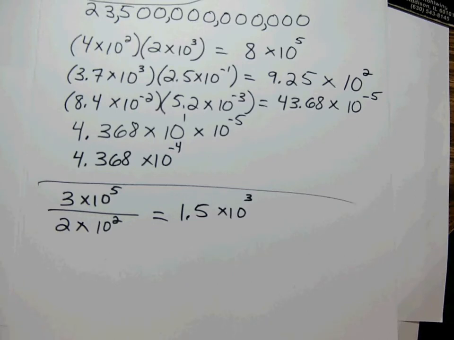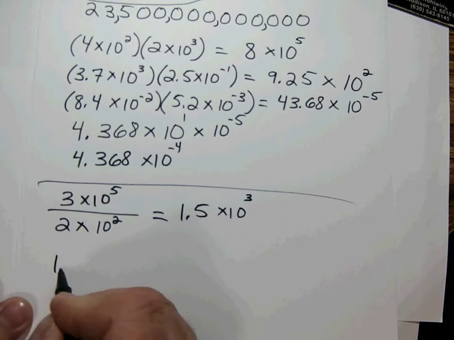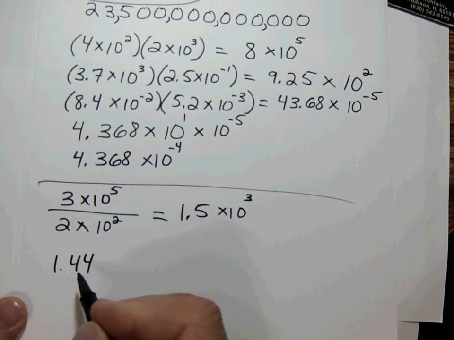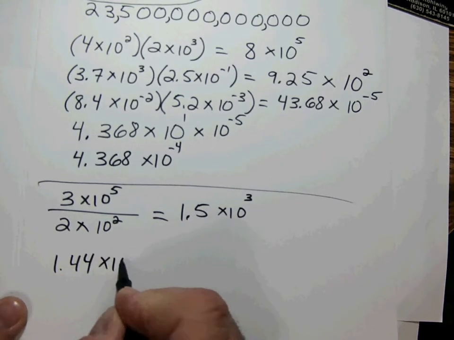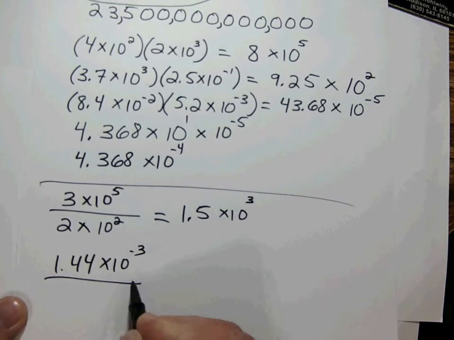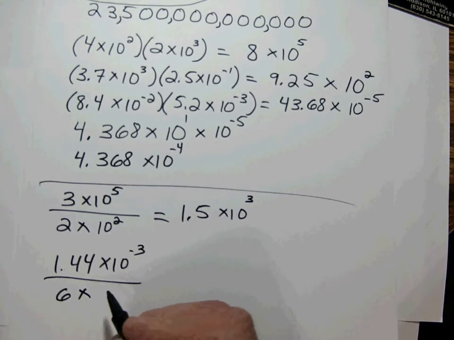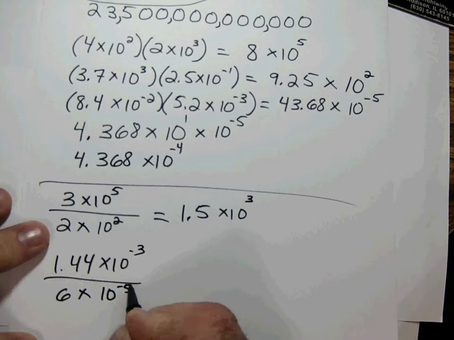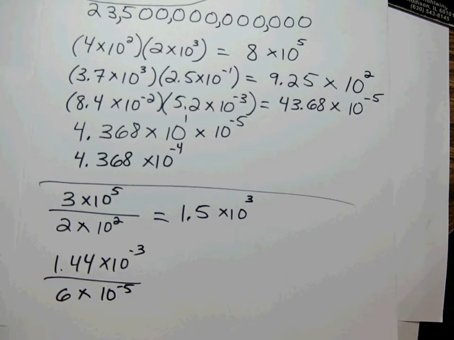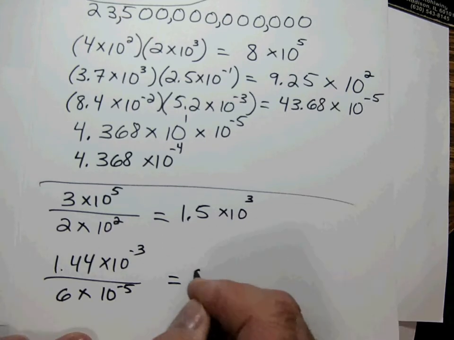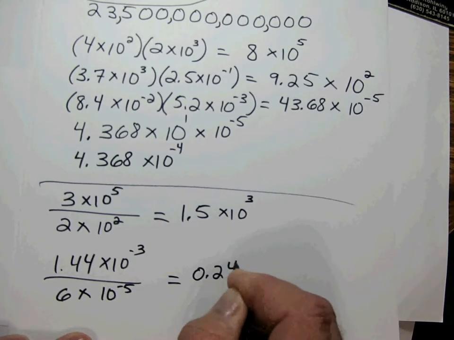All right, part B. 1.44 times 10 to the negative 3rd divided by 6 times 10 to the negative 5th. So we got some negatives to watch out for when we do that subtraction, but first things first, let's take that 1.44 and divide by 6. And when we do that, we get 0.24.